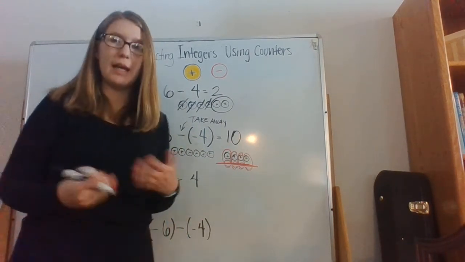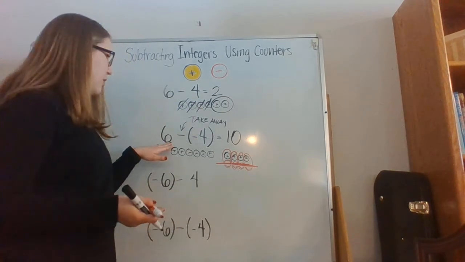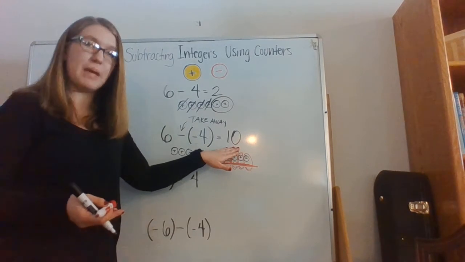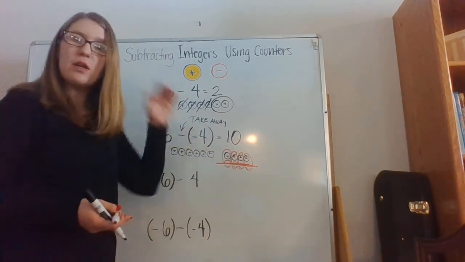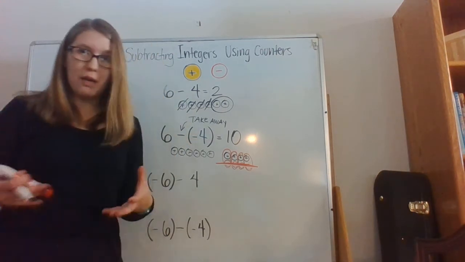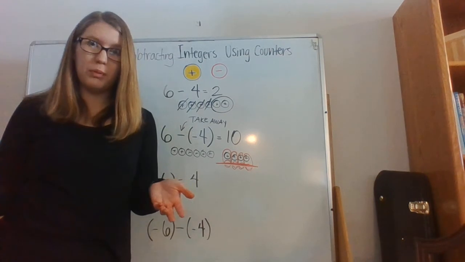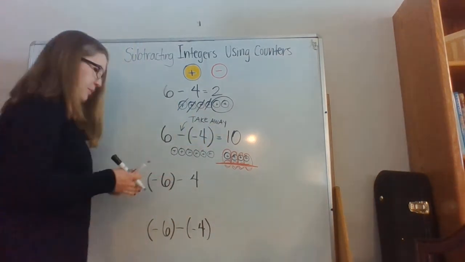Now you might be saying, how did I get a bigger positive number from that? I started with 6, I did a subtraction problem, and I ended up with something bigger. But that's because I took away negatives. So, for instance, if I forgave you a debt, then you would end up with more money. So, let's look at the next one.